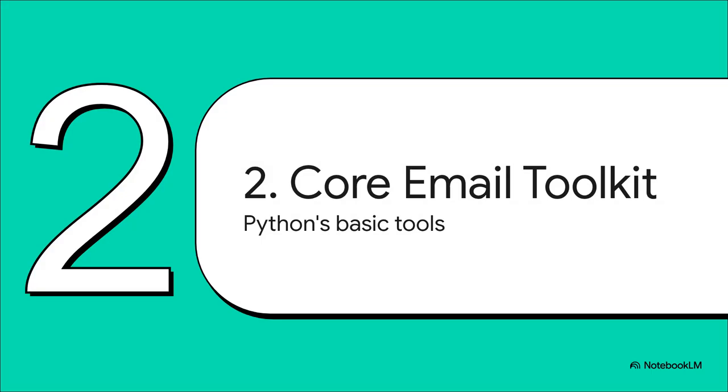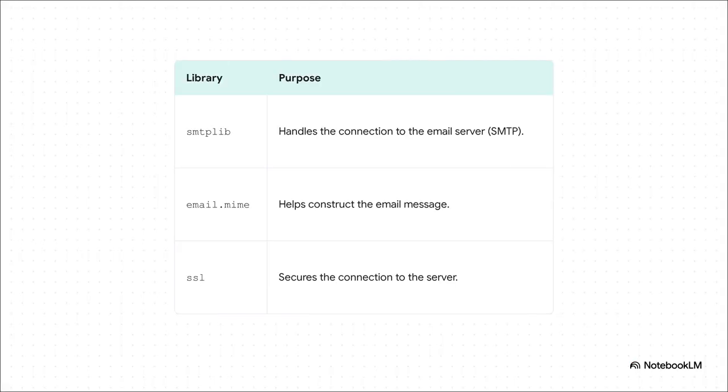To build this awesome script, we've got to start with the basics. And luckily, Python actually comes with all the tools we need right out of the box to get our very first email sent. To pull this off, you really just need a team of 3 core libraries. So think of smtplib as your mail carrier. It's the thing that actually connects to the mail server, like Gmail's.